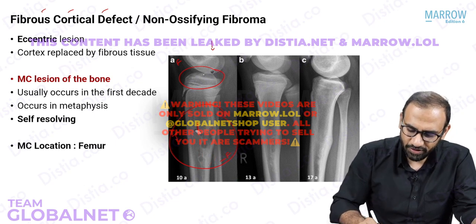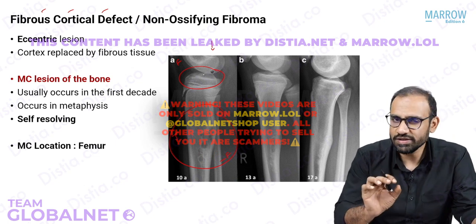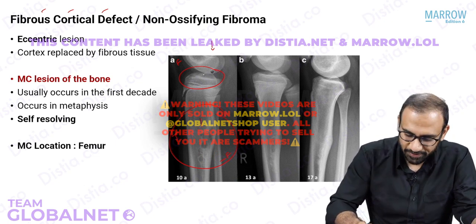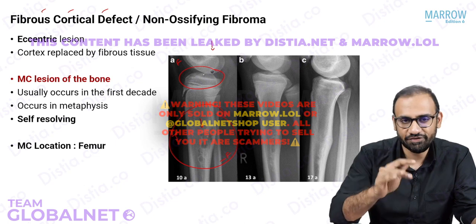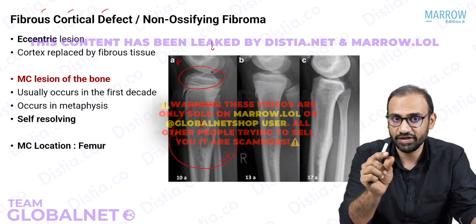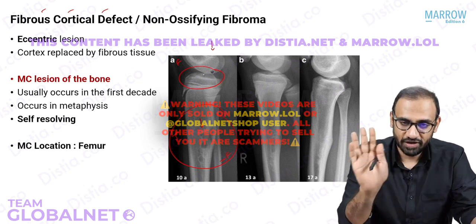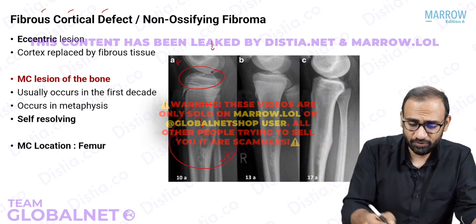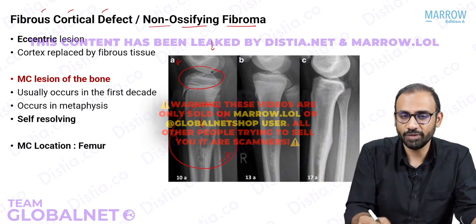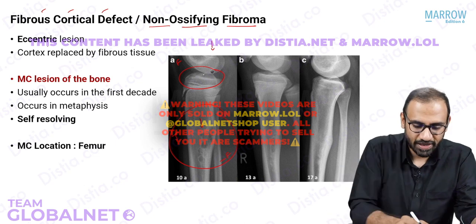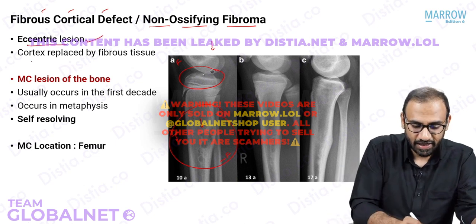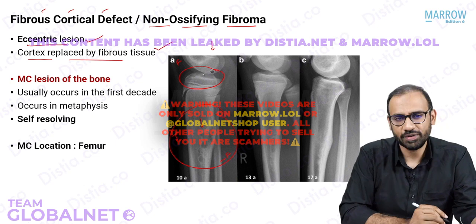And how does it appear on X-ray? Is it lucent or dense? Obviously, it is lucent. So what is it? It's basically a fibrous cortical defect. There is a cortical defect in the bone where the bone is replaced by fibrous tissue. The other name for it is non-ossifying fibroma, because fibrous tissue. It is an eccentric lesion, like I said, and the cortex is replaced by fibrous tissue.